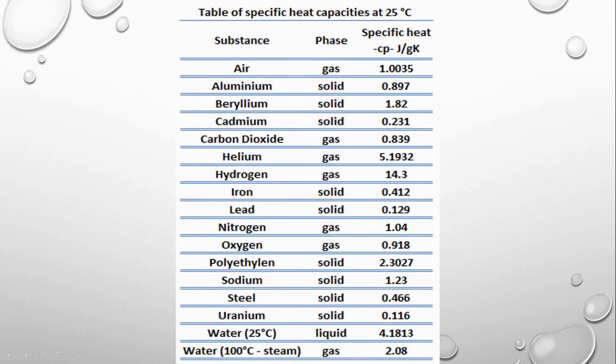The table of specific heat capacity at 25 Celsius. We will take the example of air. Air is the substance and its phase is gas. Specific heat capacity Cp in joules per kilogram is 1.0035.